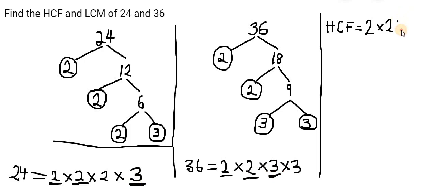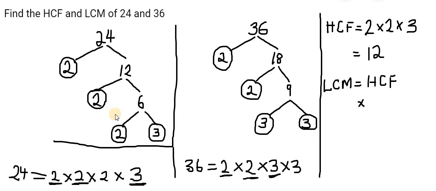So we take that. So the highest common factor of 24 and 36 is 2 times 2, that's 4, times 3, making 12. Okay? Now, remember the LCM. The method I'm using is HCF times remaining factors. So, the HCF is 12.